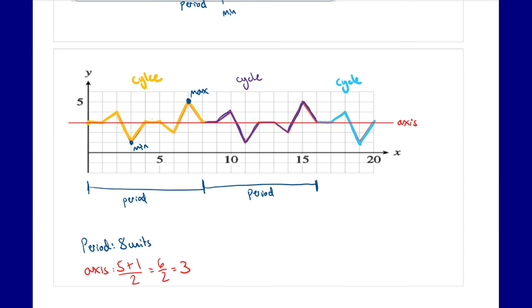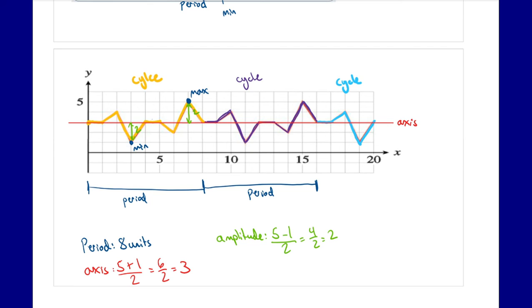Finally, our amplitude. Again, same two numbers, max and min, except in this case we're subtracting and dividing. So 4 divided by 2 equals 2. So that means the height, or the distance from the axis to the maximum, is 2, which we can see that it is, or from the axis to the minimum, which we can also see that it is.